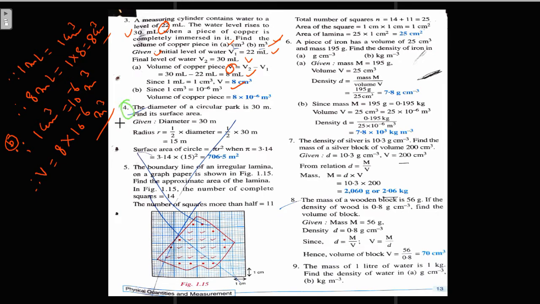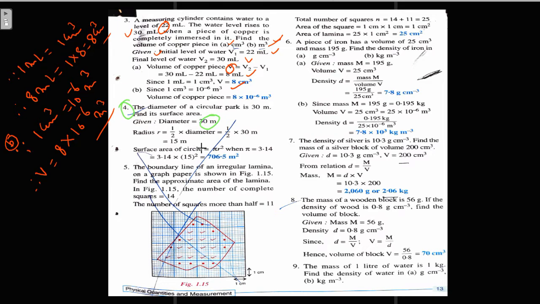Now we will move on to question 4. The diameter of a circular park is 30 meter. Find its surface area. Circular park, so what would be its diameter? The diameter is given, so the diameter is 30 meter.